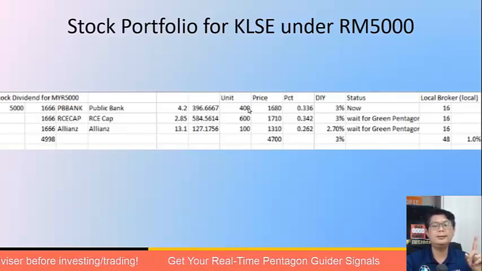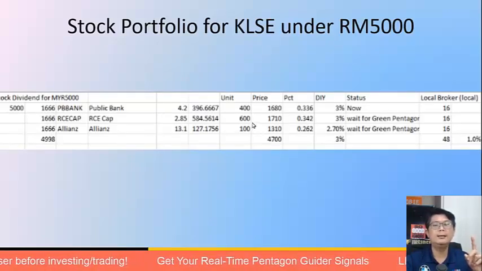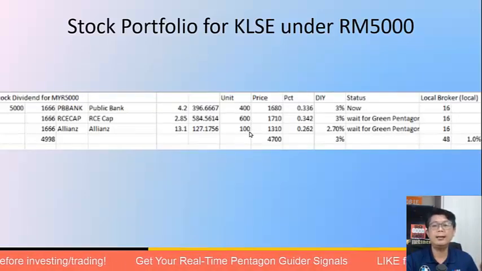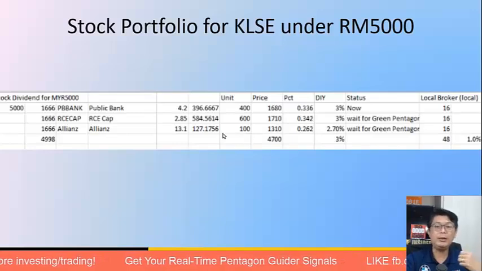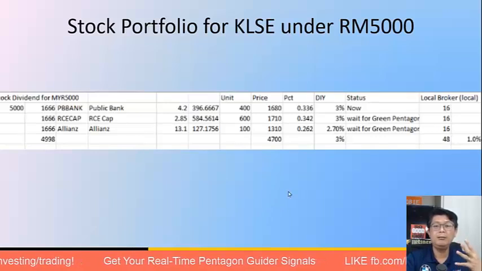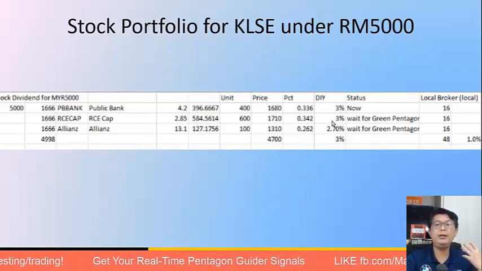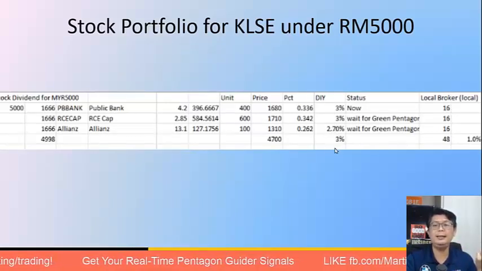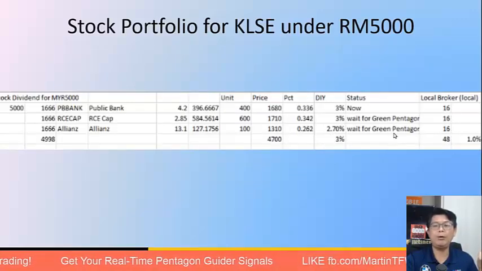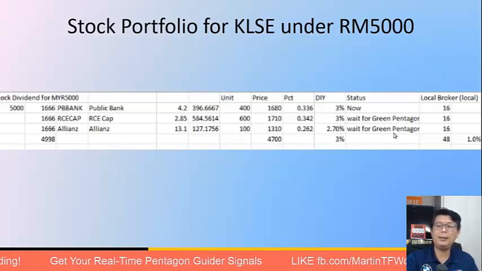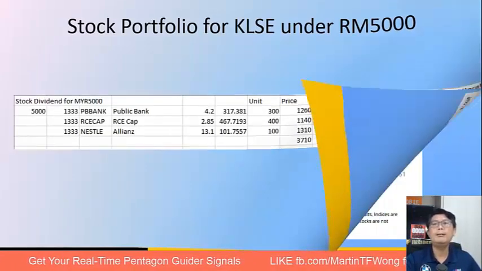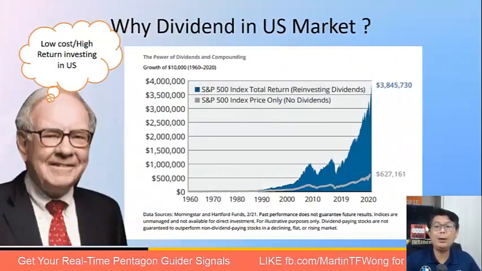You can buy 400 units of Public Bank, 600 units of RC Capital, 100 units of Allianz, all right? And these are very stable companies, insurance, banks. They will be around for the next 4 to 5 years and continue to pay very decent dividend, rounding up to about 3%. And your broker fee about 48 ringgit. So those two, you can wait for it. But if you don't want to wait, you want to implement it, it is still fine, okay, for this one here.